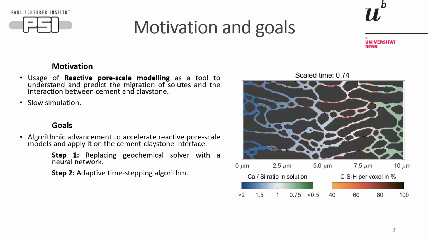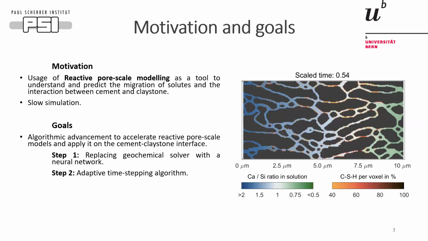So I use a reactive pore scale model to investigate the claystone side of the cement claystone interface. So here you see an example of a claystone and the solids are dark gray and the pore space is colored. There is diffusion through the geometry due to fixed solute concentrations at the boundaries, and the mixing of both of the solutes then allows the precipitation. So the diffusion is simulated with the Lattice-Boltzmann method, and the precipitation is calculated by a geochemical solver, which is coupled with the Lattice-Boltzmann method.